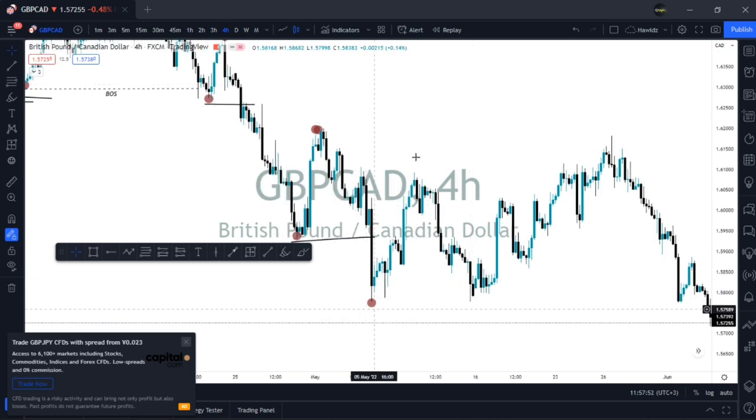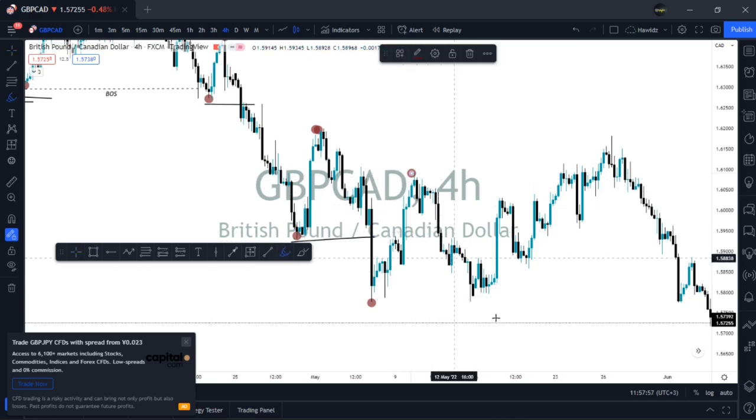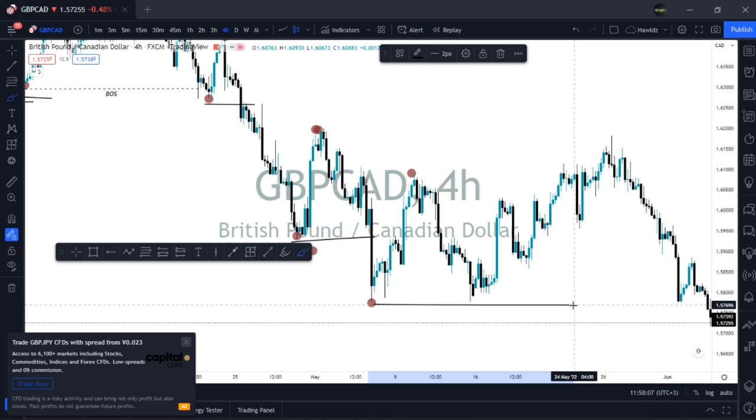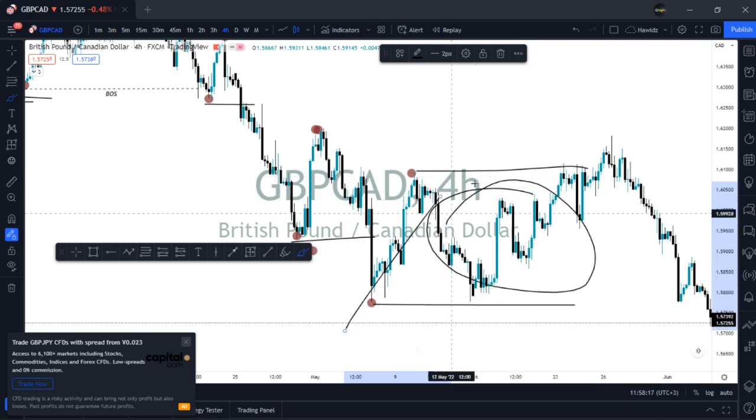So from this low right here, it makes this as its pullback, right? Lo and behold, price makes this move down, but this move down doesn't break structure, right? This move down doesn't break structure. So as long as this low is not broken, and this high right here is not broken, right? Everything in here is what? Minor structure, right? Everything in here is just minor structure. We do not use this, we do not consider this in this particular time frame.